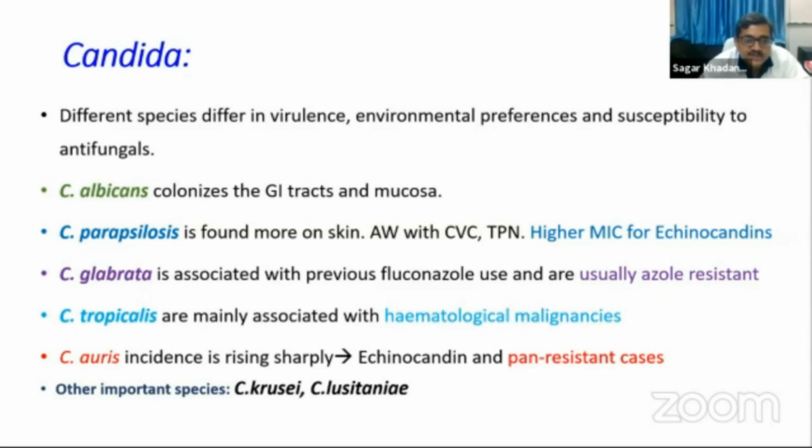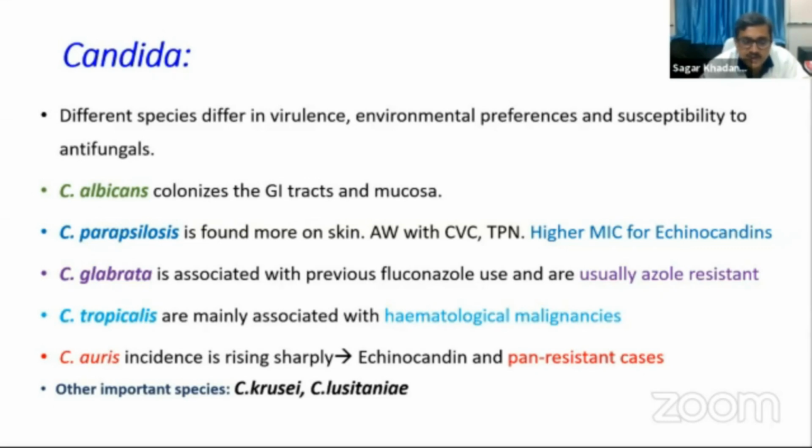So Candida species differ in their virulence, environmental preference, and susceptibility to antifungals. For example, Candida albicans, which is the most common cause of candidemia across the globe, colonizes the GI tract and the mucosa. In contrast, Candida parapsilosis is found more on the skin. So when you think of candidemia associated with a CVC line, a central venous catheter, or a patient on total parenteral nutrition, think of Candida parapsilosis.